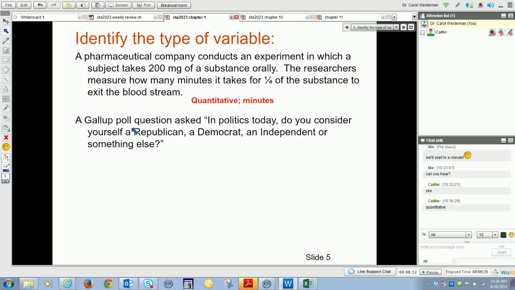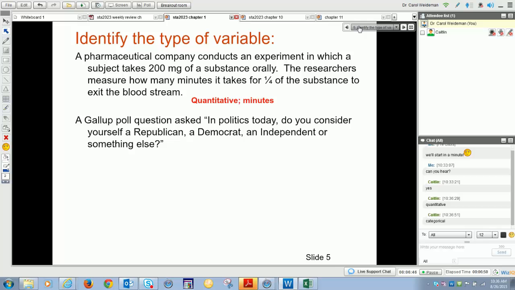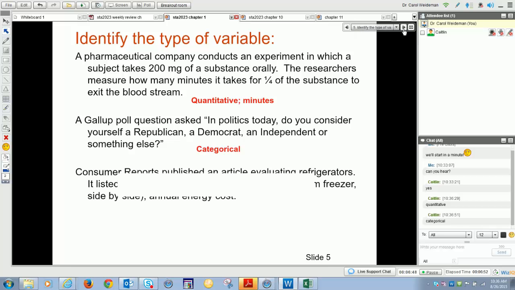How about this one? A Gallup poll asked, in politics today, do you consider yourself Republican, Democrat, Independent, or something else? So what kind of variable are they collecting there? Is it categorical or quantitative? Yeah, that one's categorical, definitely.